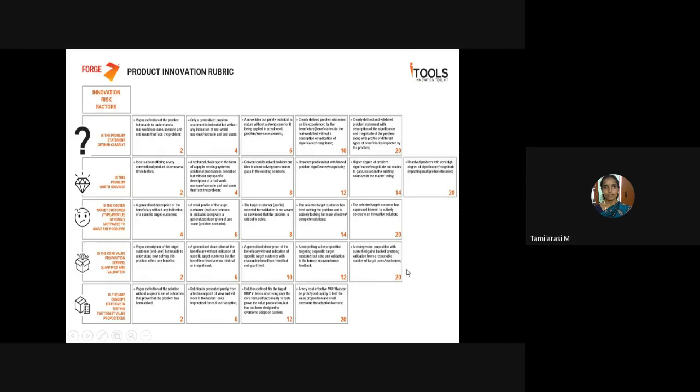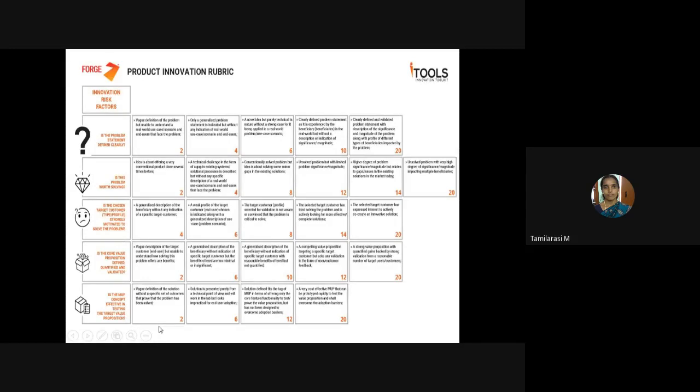So if you are very strong, you can go for 20. Normally you can go for 20. No need to have 10 or 12, you can go for 20. Then the last thing is the MVP, the minimum viable prototype concept, effective in testing the target value proposition.